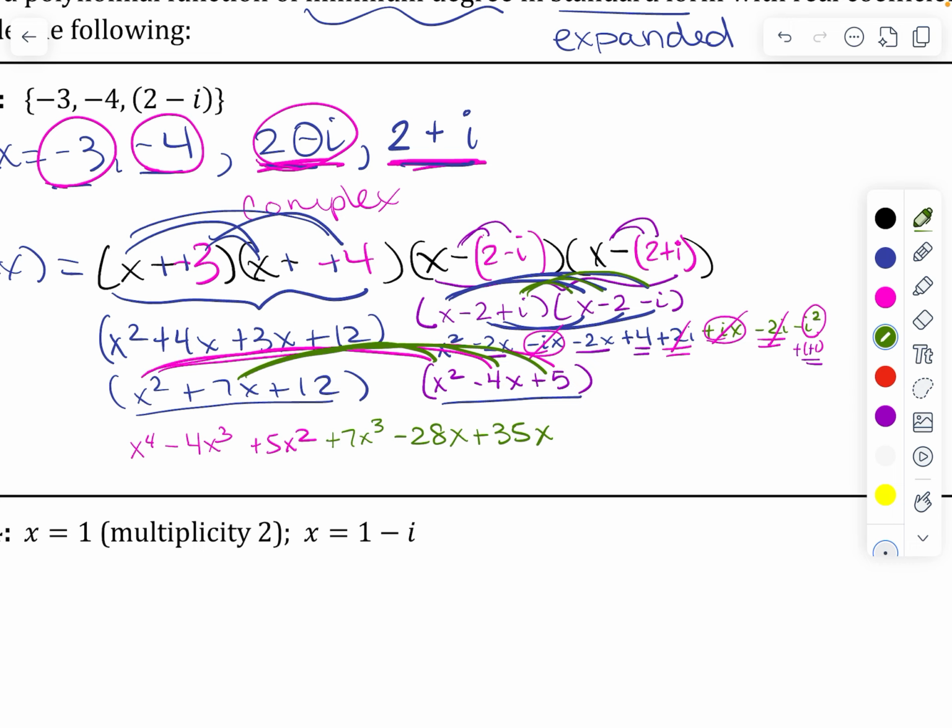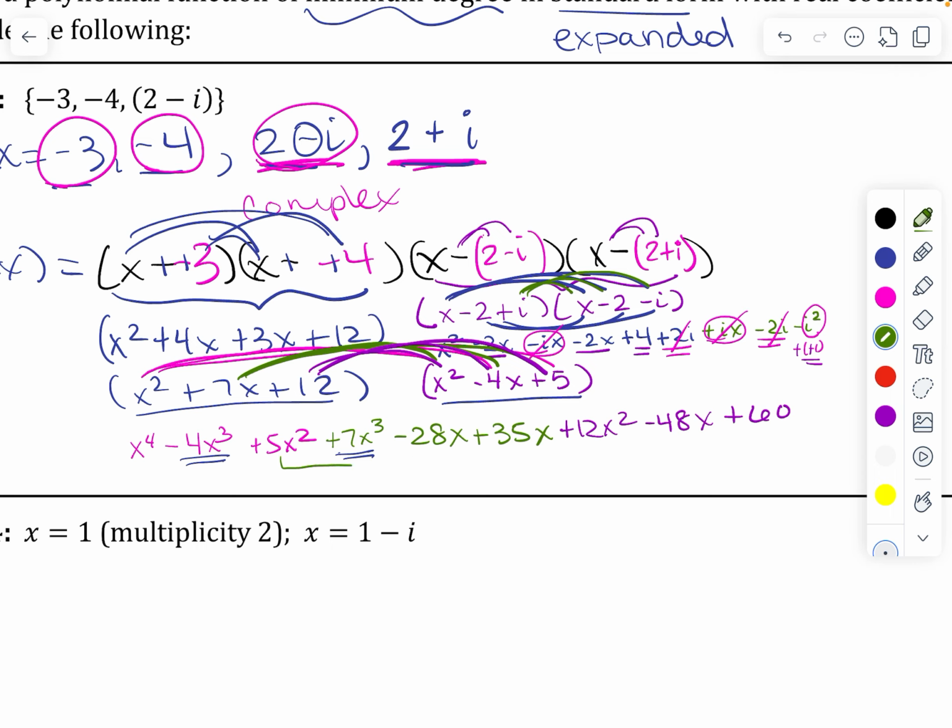And we'll use purple. 12 times x squared is positive 12x squared. 12 times negative 4x is negative 48x. And 12 times positive 5 is positive 60. Now we're just going to clean this up and combine like terms where we can. I see that we've got negative 4x cubed and 7x cubed.